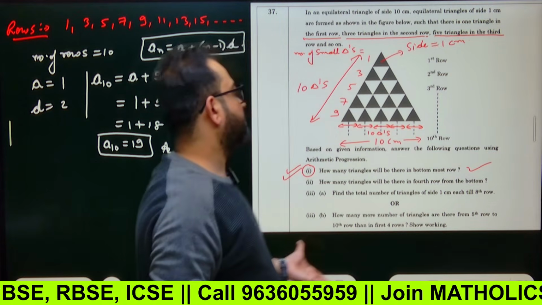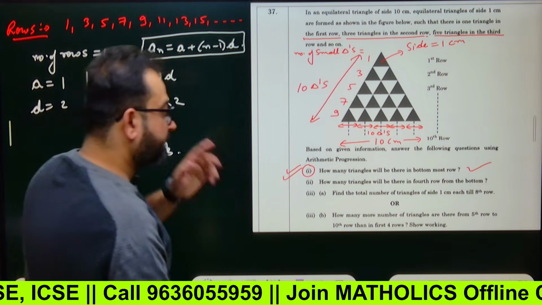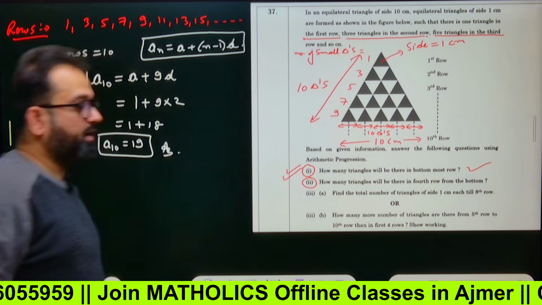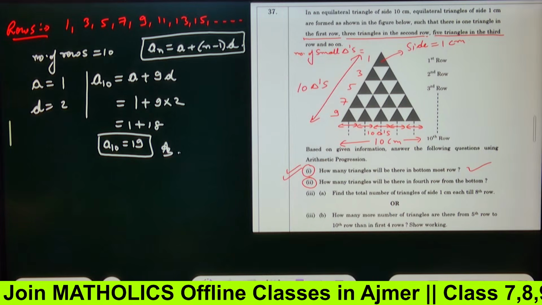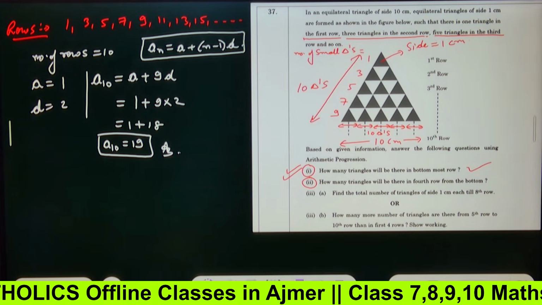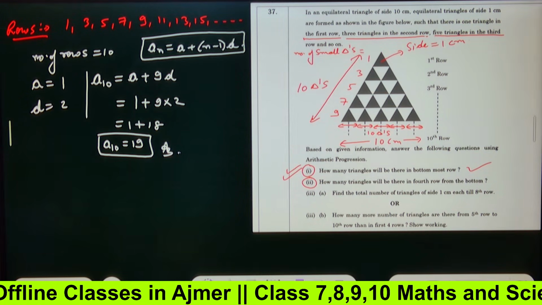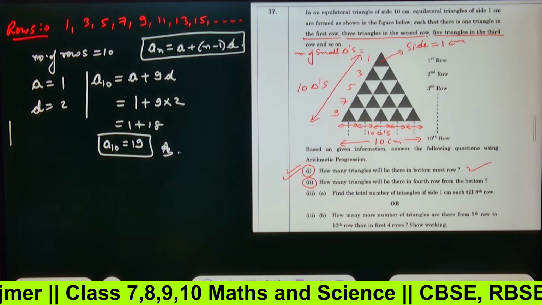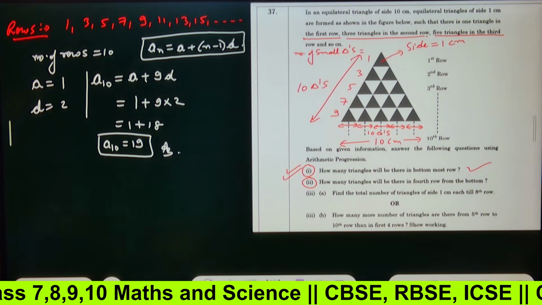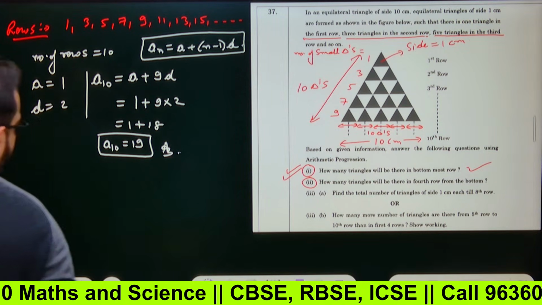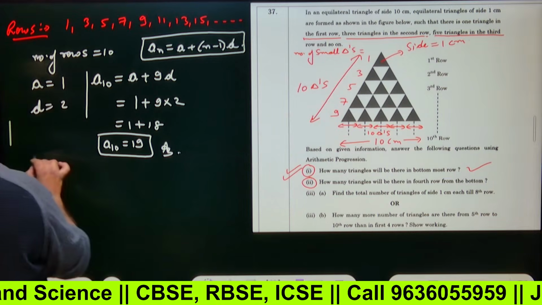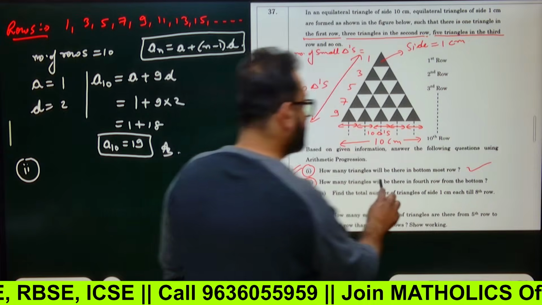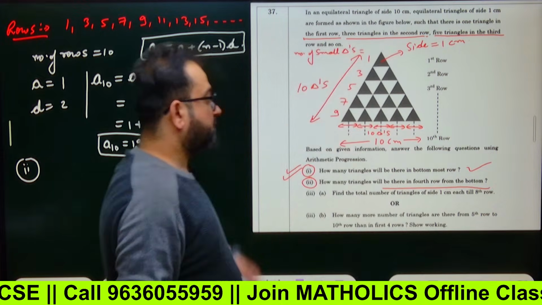You can visualize also. Okay. How many triangles will be there in the fourth row from the bottom? Tell me, can you use the direct formula for the fourth term from the end? I do not actually prefer that formula. I just tell you to do this logically. How many triangles will be there in the fourth row from the bottom?